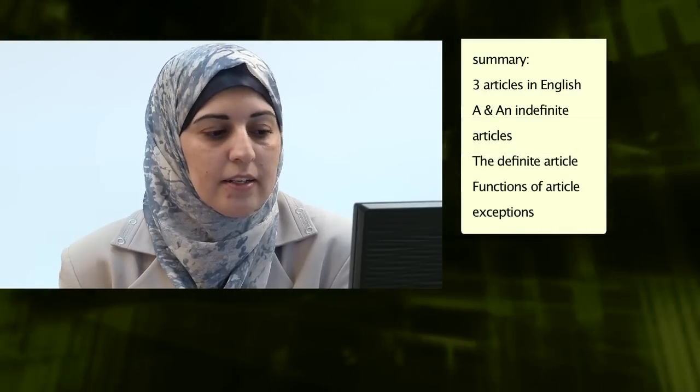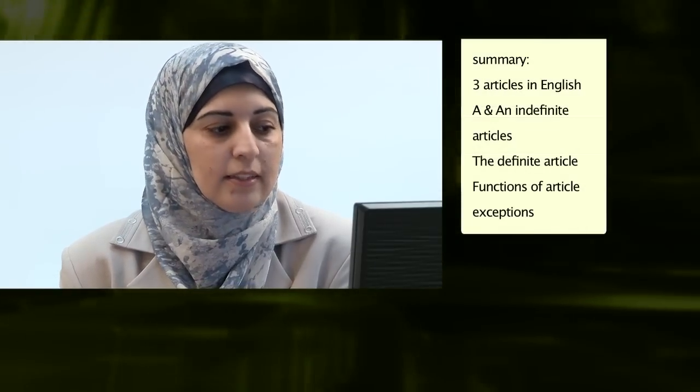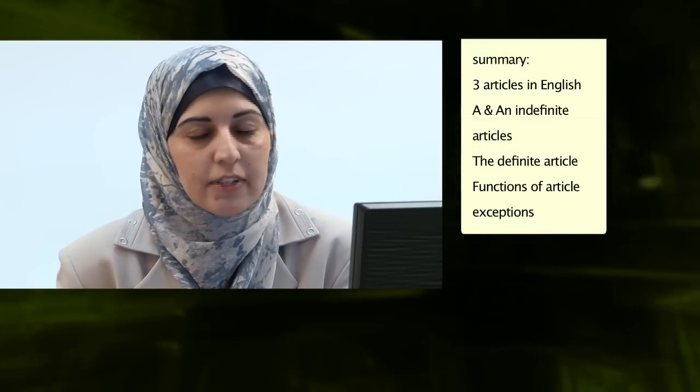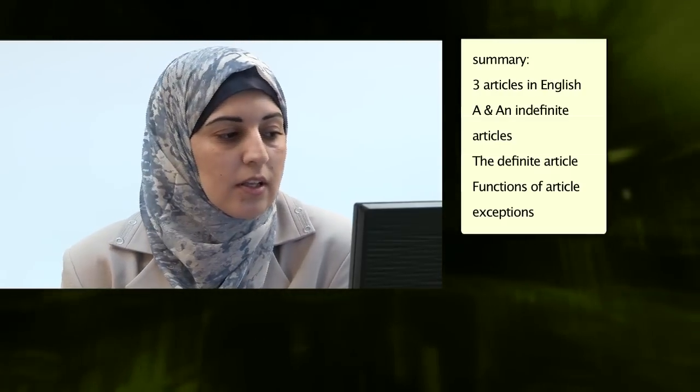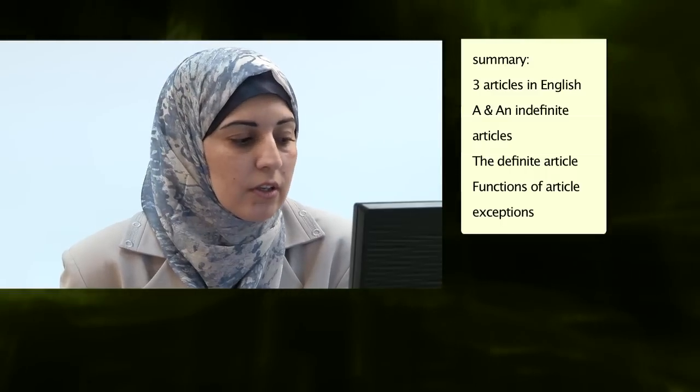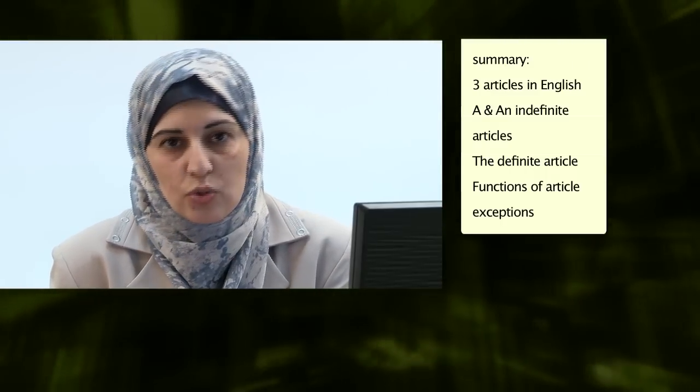But before you leave, remember the following. There are only 3 articles in English: a, an, and the. A and an are called indefinite articles. The is the definite article. A is used before consonants. An is used before vowels. And remember, you say an hour and a unit because what matters is what you say, not what you see.